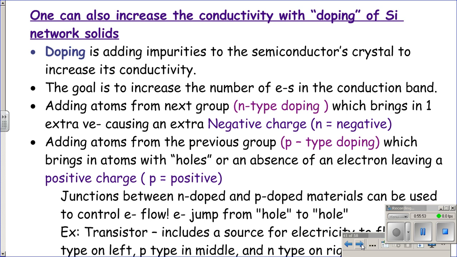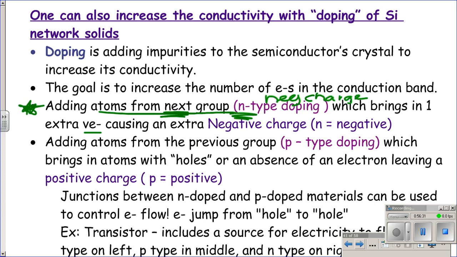You can dope it by adding other types of elements. If you add an atom from the next group, you've got an extra electron, like phosphorus. That's called N-type doping because it has an extra negative charge. It causes one extra valence electron, so it has a negative charge. All the N's go together: next group, N-type doping, negative charge because it has one extra electron. That's the easiest way to remember what P-type doping and N-type doping are.